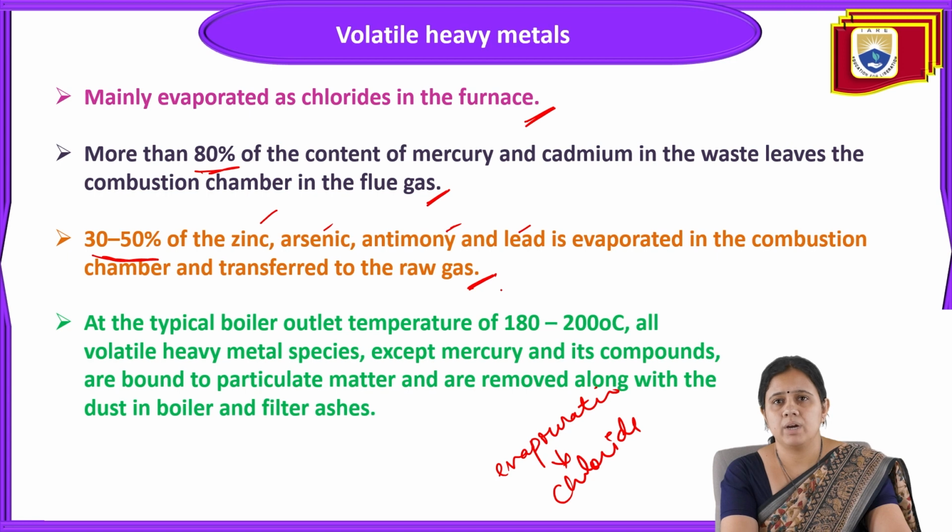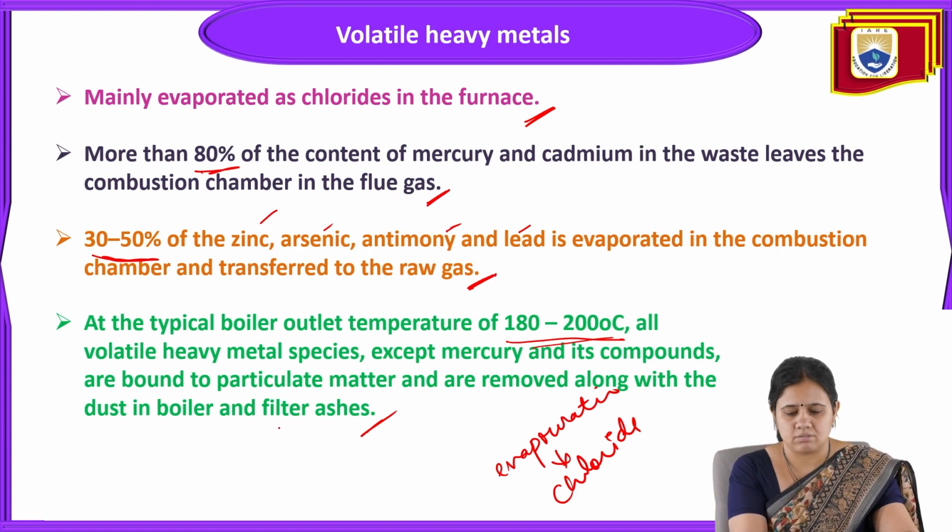At the typical boiler outlet, the temperature is 180 to 200 degrees Celsius. All volatile heavy metal species except mercury and its compounds are bound to particulate matter and are removed along with the dust in boilers and filter ashes.